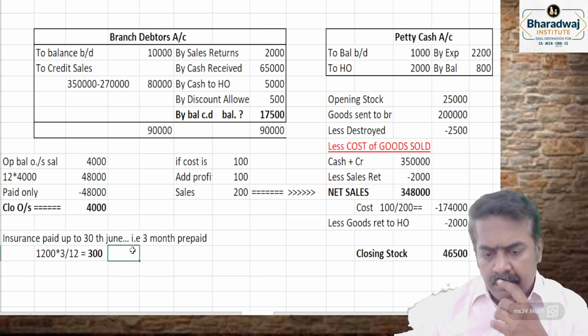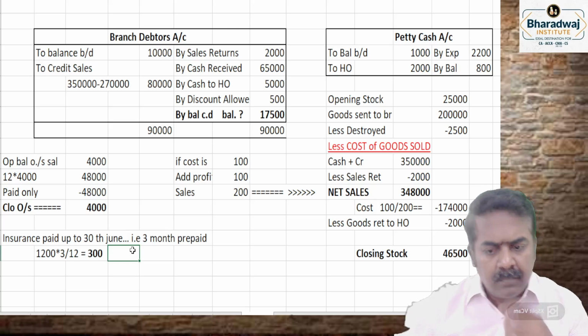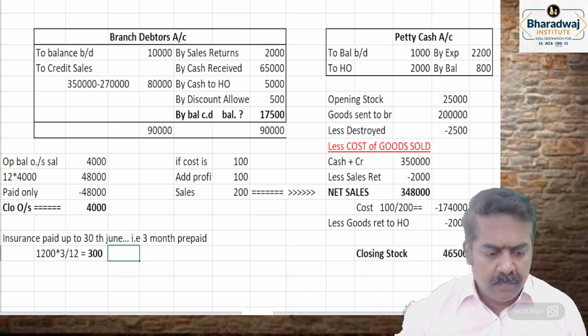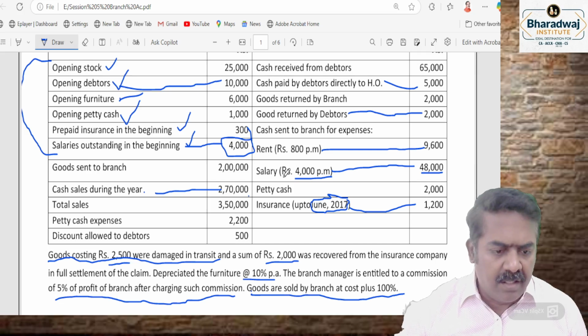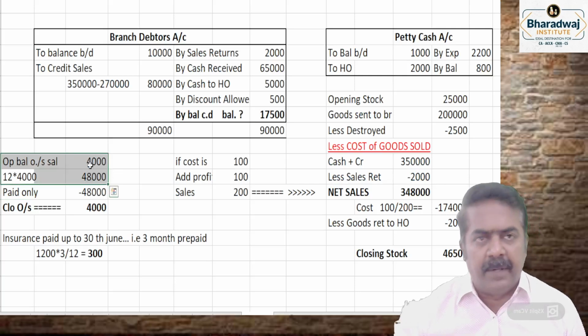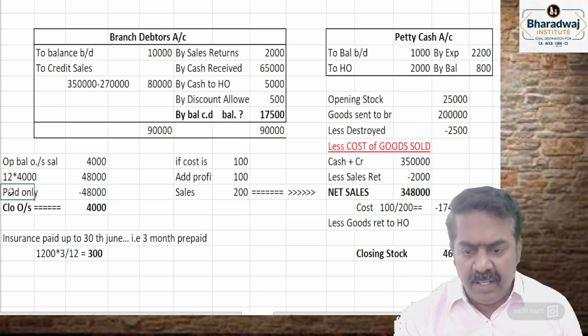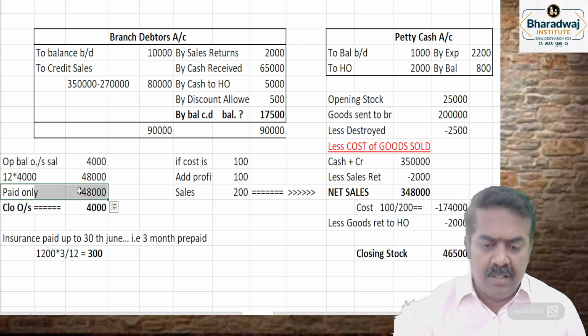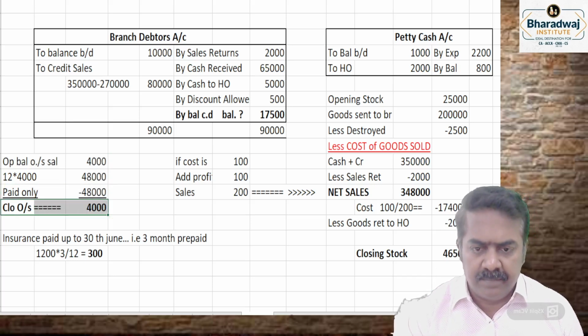Sir, outstanding is paid for only 11 months, not for 12 months. It's given salary 4,000 per month, 12 into 4,000, 48,000 paid. So we should have paid 4,000 plus 48,000, 52,000. But we paid only 48,000, means there is still some salary outstanding. Okay, sir.